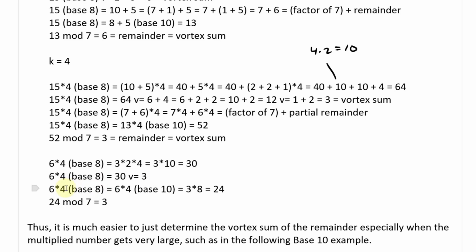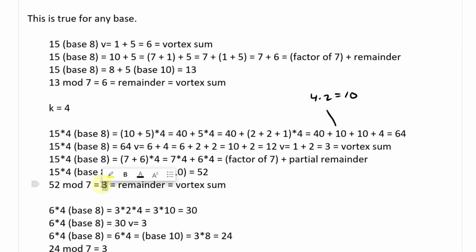But we could also use the mod function by converting to base 10. So 6 times 4 base 8 is just equal to 6 times 4 base 10, because both these digits are included in base 10. So this equals 24. But you could also write this as 3 times 8, because this is 30. So instead of going 3 times 10 is 30, we could go 3 times 8 is 24. So they're all the same thing. And then 24 mod 7 is 3. So yes, all of these are equal, every single one.